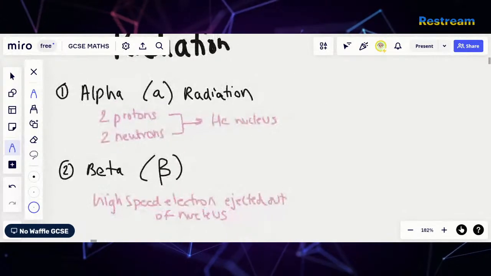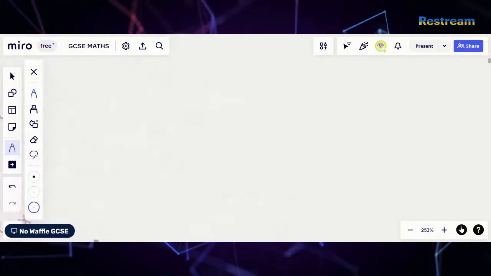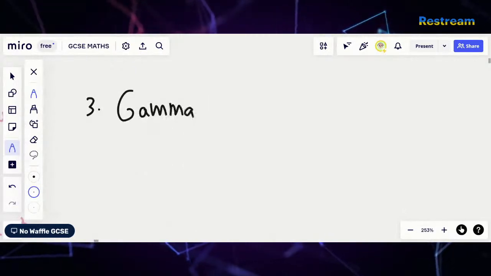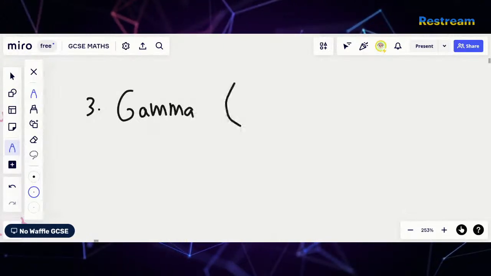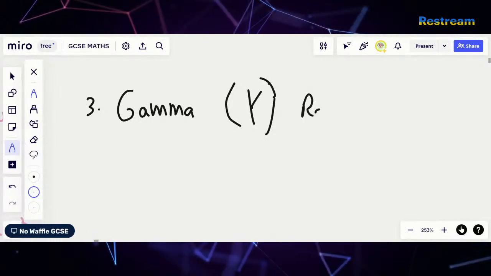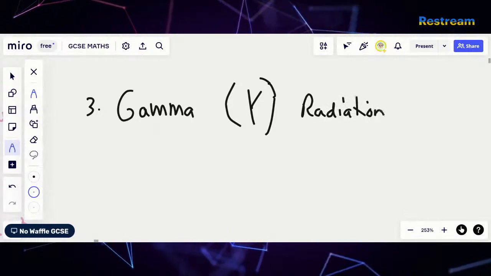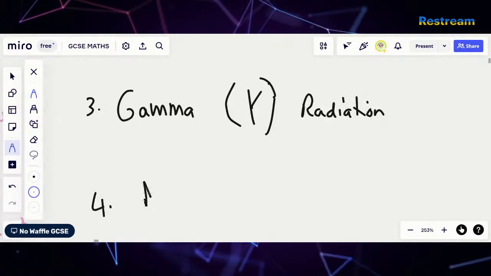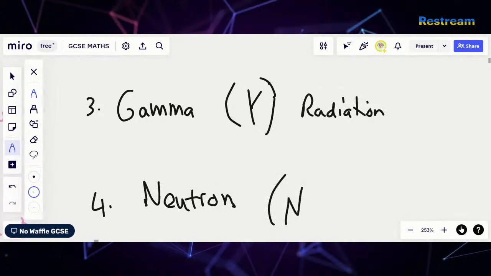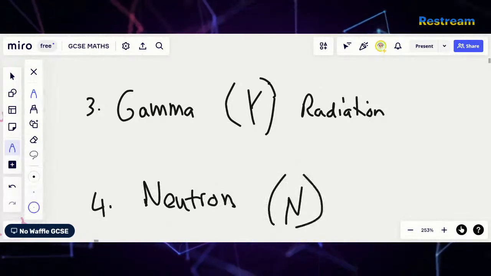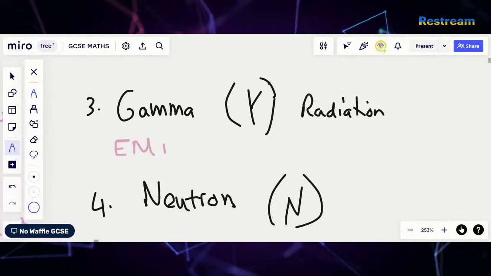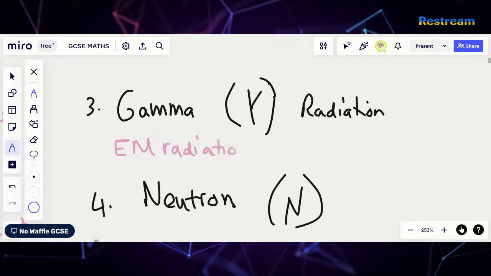Now we also have 2 more. Number 3 is gamma radiation. Gamma, ironically, has nothing to do with a G, it's a gamma symbol that looks like a Y. And the 4th one is neutron radiation. You don't tend to be asked about neutron at all, but it's good to know that it's there. Gamma radiation is literally just electromagnetic radiation. So view gamma radiation as waves.